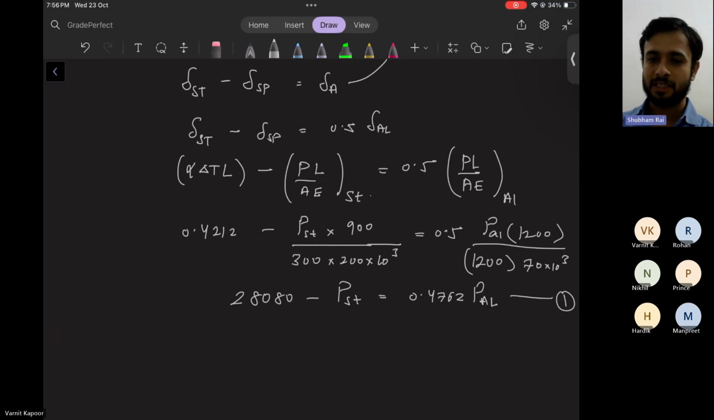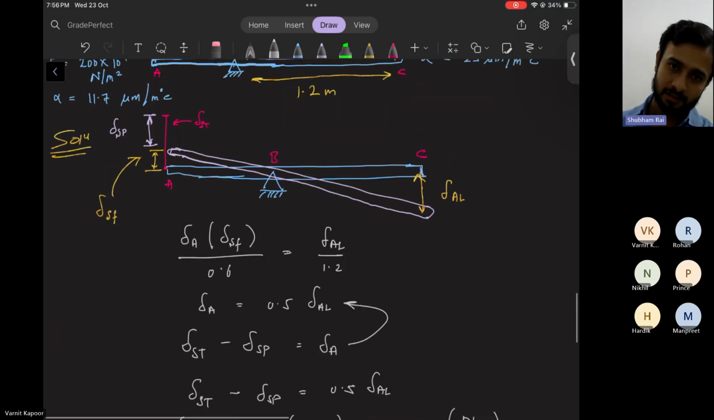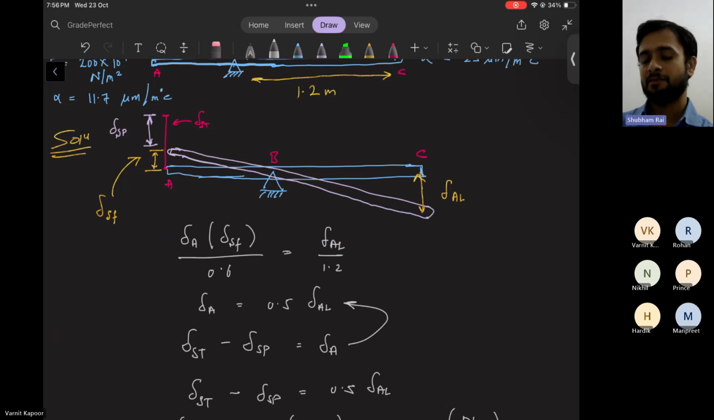Now you have two variables, PST, PAL. So you need two equations. So the other way of finding PST, PAL will be to balance moment at point B. There will not be any bending moment acting at point B because the rotation is freely allowed. So there will normally not be any reaction in the static equilibrium. The moment due to PST should balance the moment due to PAL. So PST multiplied by distance AB, which is 0.6, should be equal to PAL multiplied by 1.2.